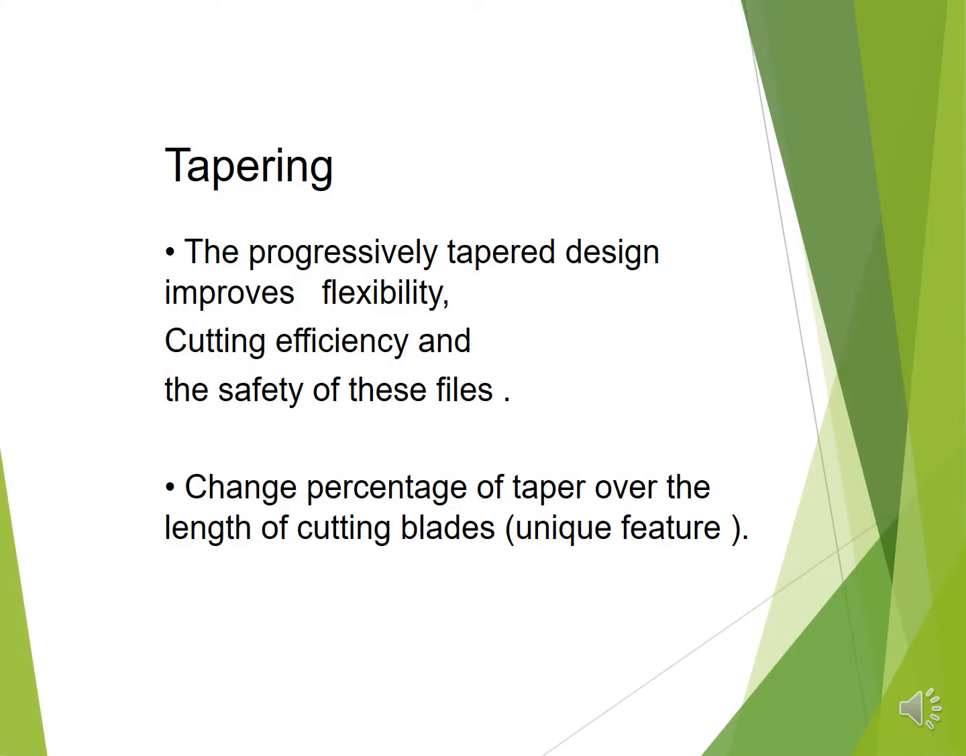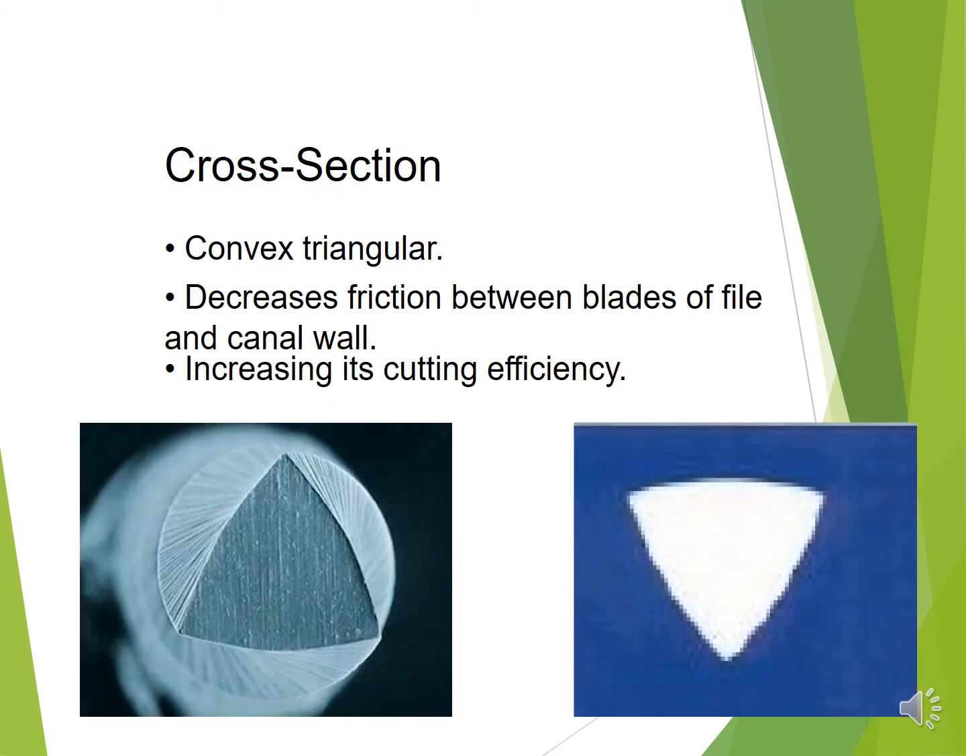The progressively tapered design of Protaper increases its flexibility, improves its cutting efficiency, and the safety of these files. The change in percentage of taper over the length of the cutting blades is a unique feature of Protaper files. If you look at the cross section of Protaper, it is a convex triangle, which decreases the friction between the blades of the file and the canal wall when the file is rotating within the canal, increasing its cutting efficiency.